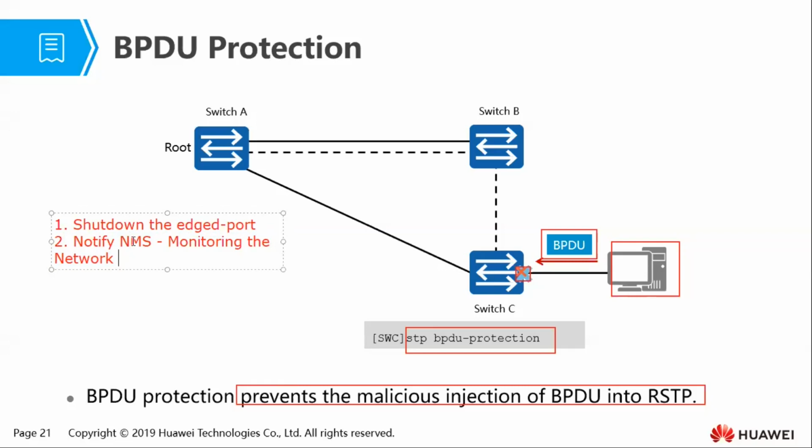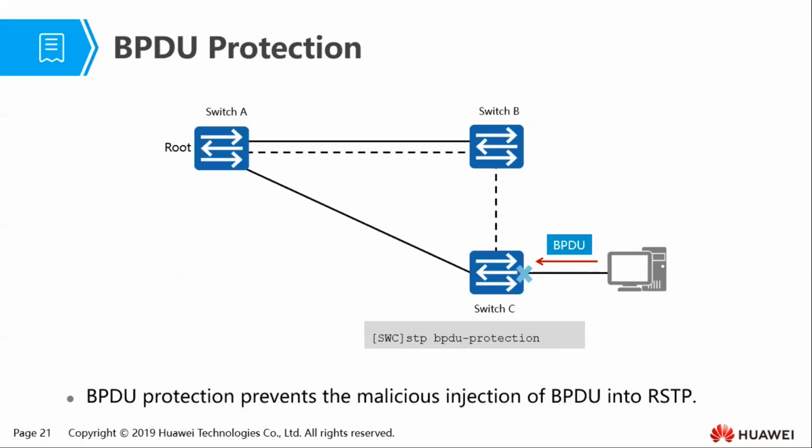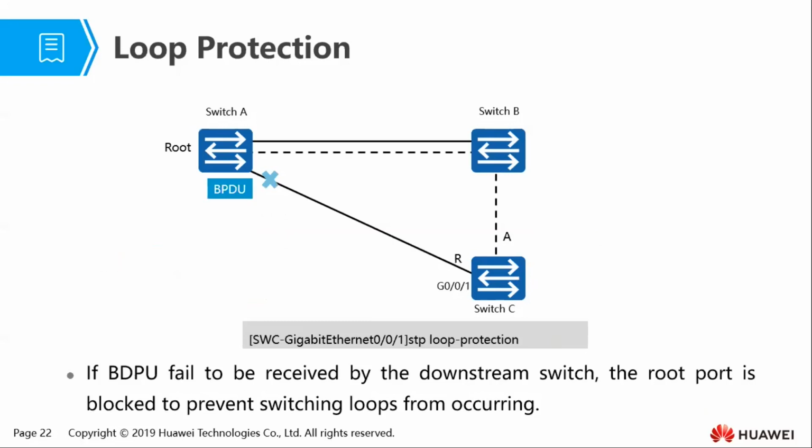Now, once the port has been shut down, it can only be, what is the opposite of shutdown? It can only be put on manually by you, the network admin. So that is what we call BPDU protection. Okay, let's move on. Let's look at loop protection.